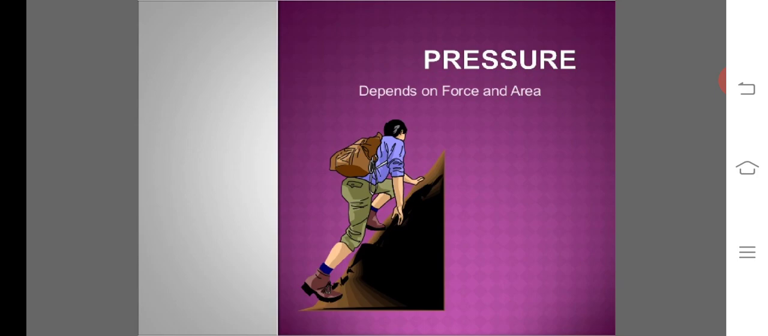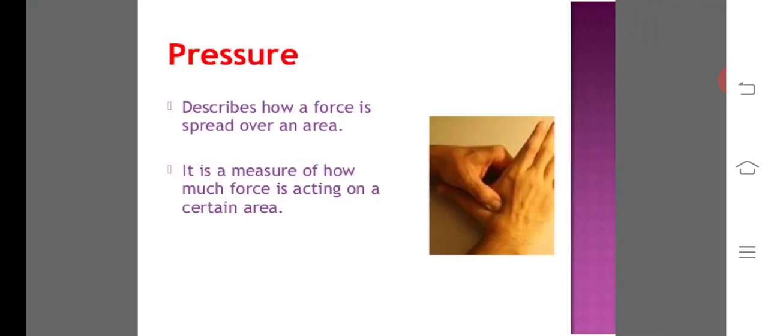What is pressure? Pressure is the force applied per unit area. That means we define pressure as the magnitude of force acting per unit area. Pressure depends upon two things: the force applied and the area of the object.